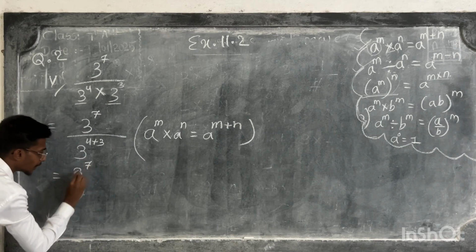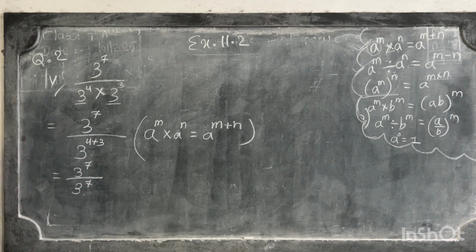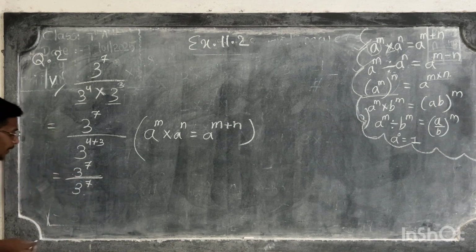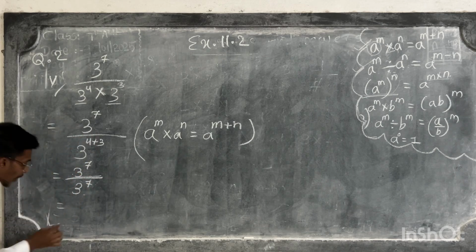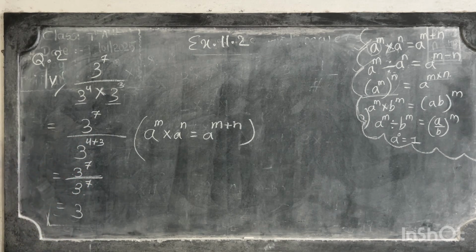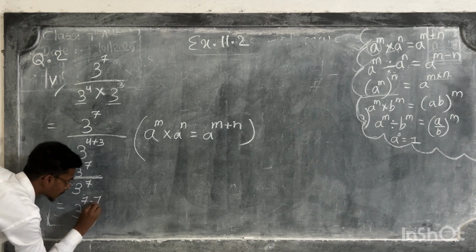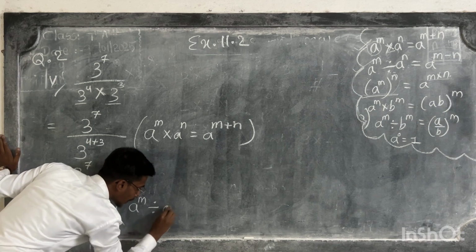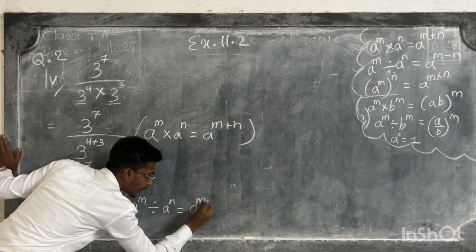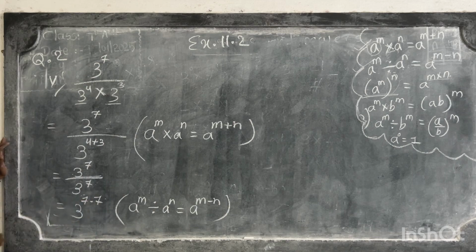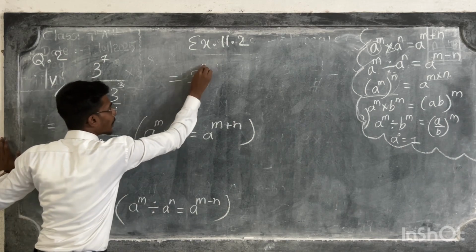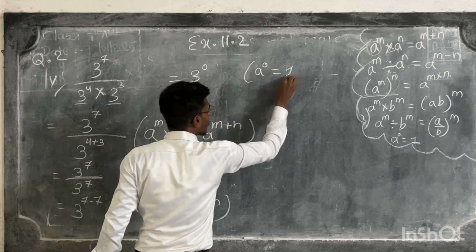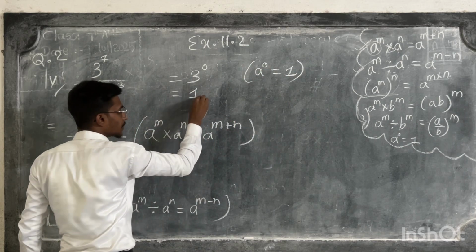Now 3 to the power 7 divided by 3 to the power 7. A to the power m divided by a to the power n. The base is the same. Now we can use the second identity. According to that identity, we have to subtract the power here. 7 minus 7. Write in bracket a to the power m divided by a to the power n is equal to a to the power m minus n. 7 minus 7 is 0. 3 to the power 0. 3 to the power 0 means what? A to the power 0 is equal to 1. That is, 3 to the power 0 means 1. Write down.